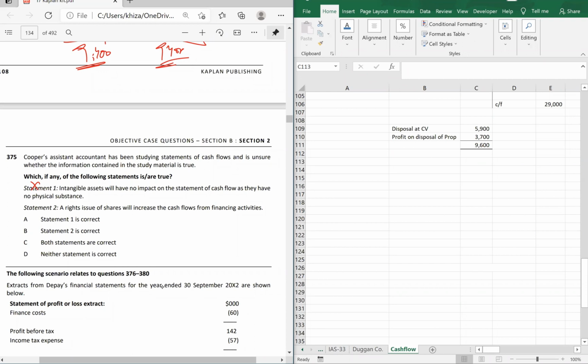Statement 2. Rights issue of shares will increase the cash flows from financing activities. Is that true? Yes. All right, so this is true. That means only statement 2 is correct. So option B will be your answer. Okay, guys, I hope you understand the topic, cash flow statement.